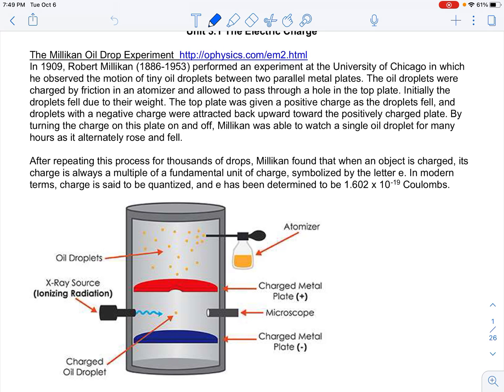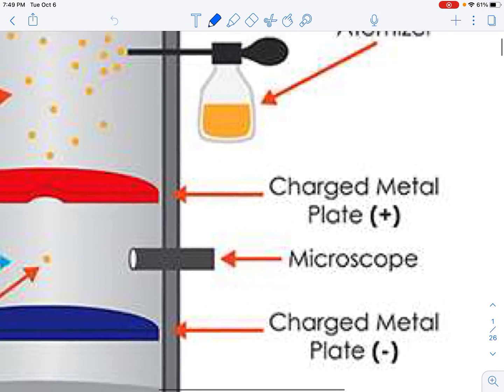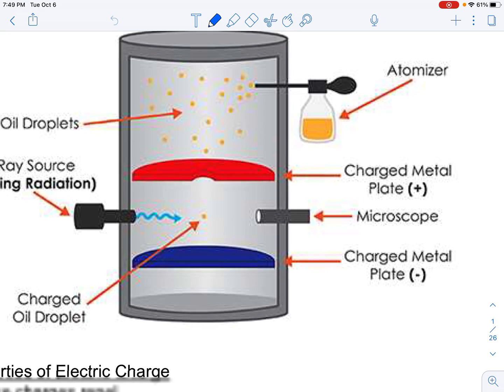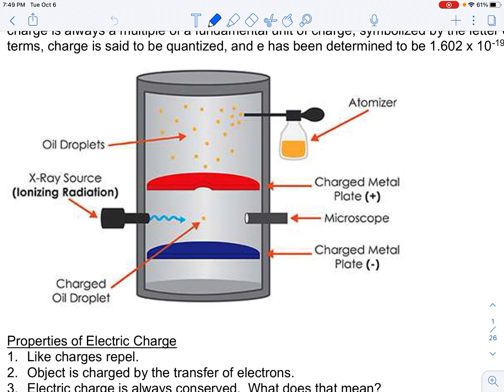By turning the charge on the plate on and off, Millikan was able to watch a single oil droplet for many hours as it alternately rose and fell. This is a very physically difficult thing to do. He had to actually look through a scope to see this tiny little droplet of oil, and then he would have to turn a switch to change the amount of charge on these two plates.